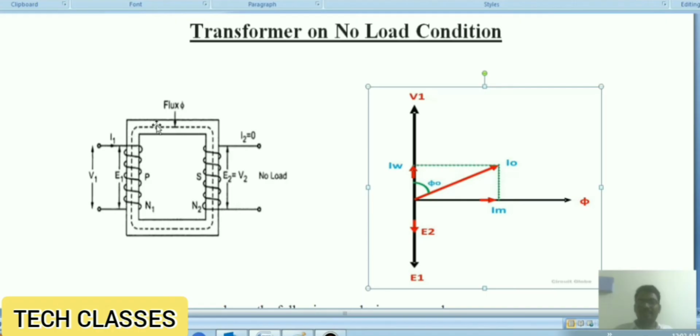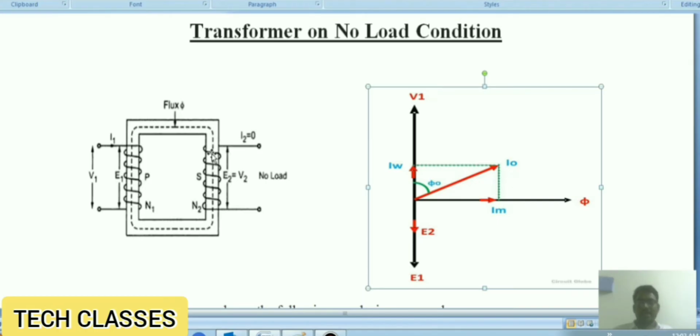Therefore the magnetic flux is set up in this magnetic core. Due to this magnetic flux, an EMF E1 is induced according to Faraday's laws of electromagnetic induction. And the same flux also links with the secondary side.